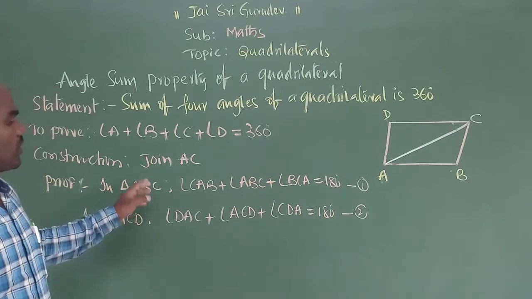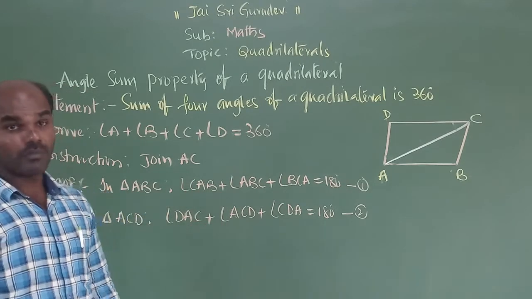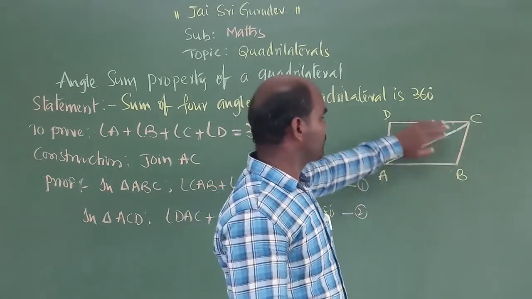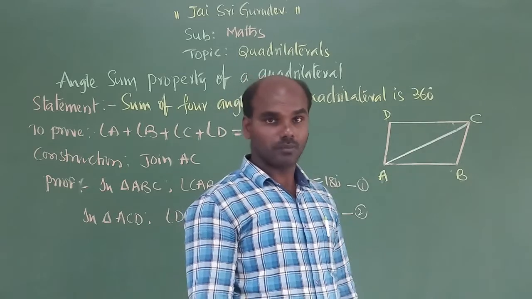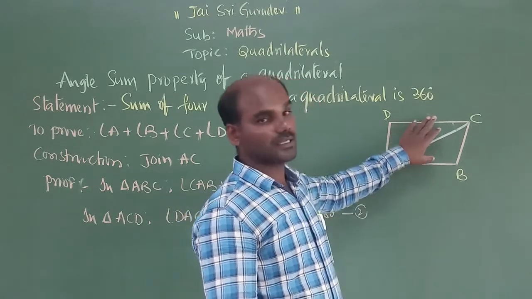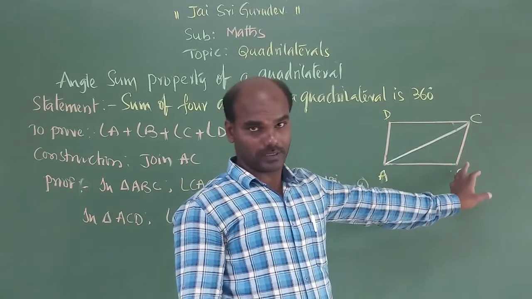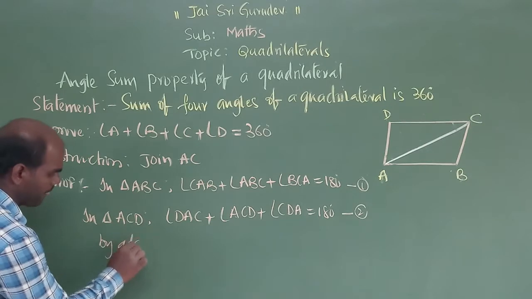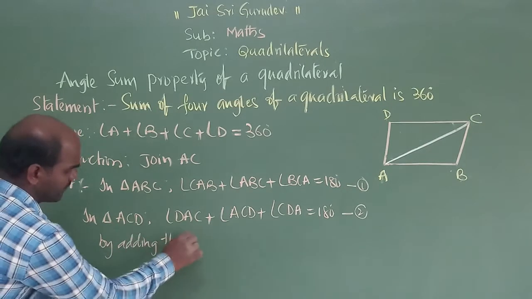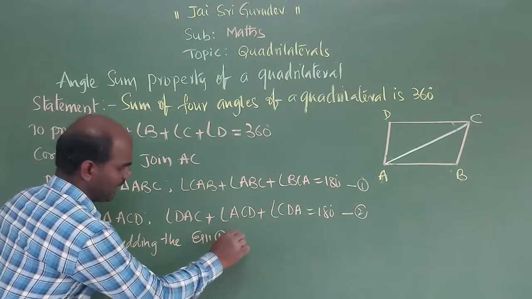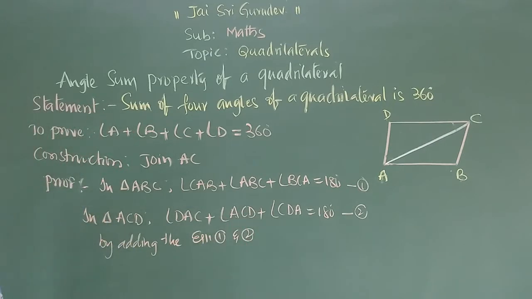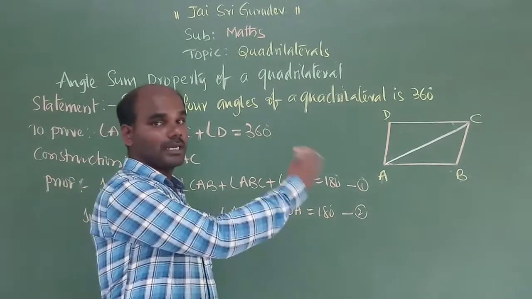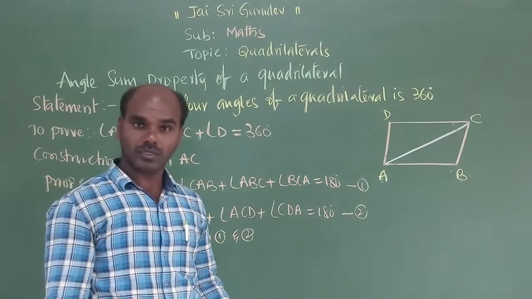So this is equation 2. Now we have to add these two equations to get the sum of the four angles. If we add both, combining the two triangles gives us the quadrilateral. Yes or no, children? So by adding equation 1 and 2, we add the left hand side values, and after this the right hand side values.